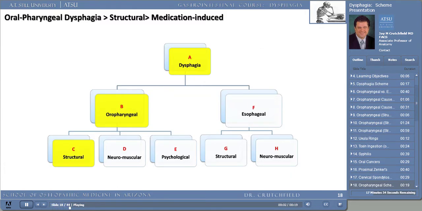Our schemes aren't perfect and have left out medication-induced dysphagia. However, the medications can cause erosions and burns and even sometimes strictures. Therefore, we've included it under structural etiologies for oropharyngeal dysphagia. Let's take a look at some of these.